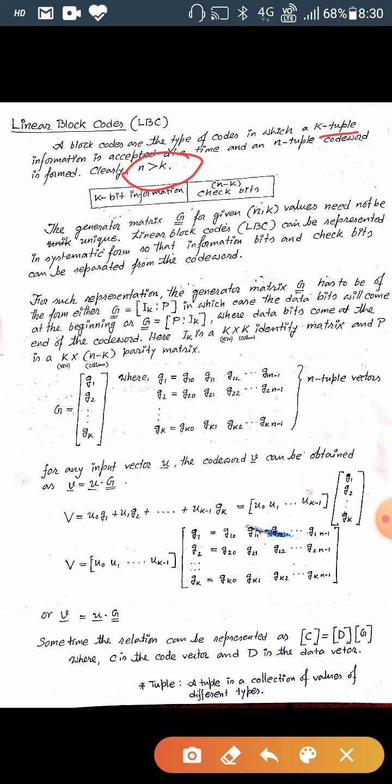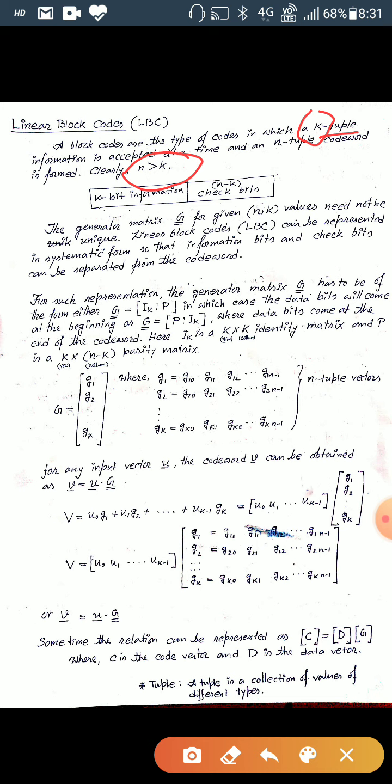Tuple means how many formations can be created. As I say, k is 3. For 3 bits of data, the number of arrangements will be 2 to the power of 3, if you are treating the binary system. So for the 3-tuple, the number of formations will be 2 to the power of 3, that is, 8 types of formation can be created. So by tuple, it is defined how many formations can be created.